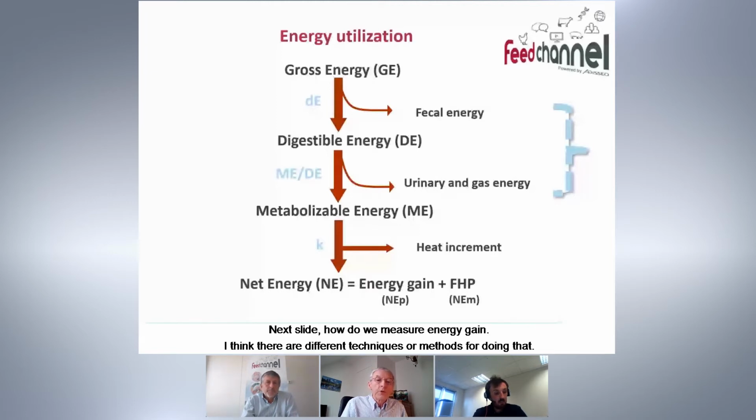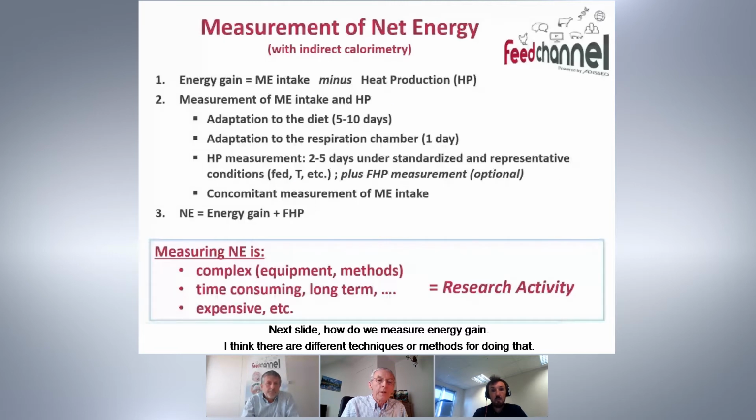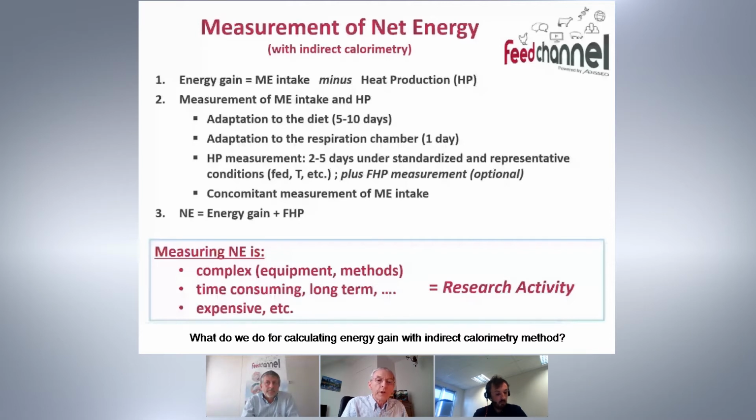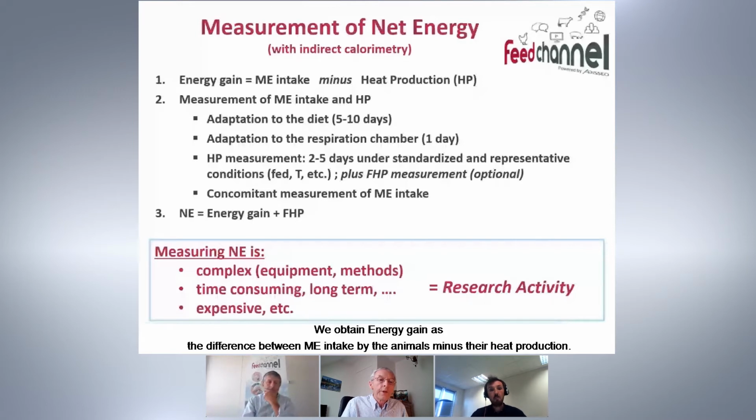Next slide: how do we measure energy gain? There are different techniques, such as the comparative slaughter method, but nowadays most techniques are based on calorimetry, and more precisely the indirect calorimetry method. In the indirect calorimetry method, we obtain energy gain as the difference between ME intake by the animals minus their heat production.